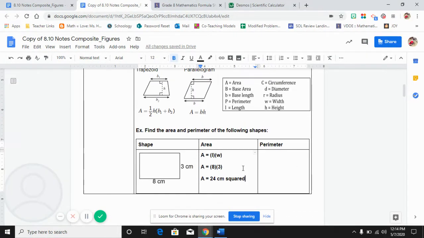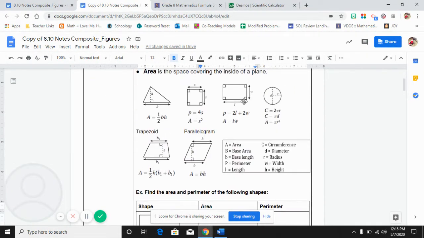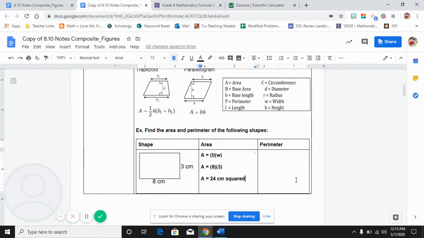For the perimeter, let's check out our picture. The perimeter has a formula for it, and you can certainly use that formula. But perimeter itself is really just the distance around a shape. So I'm going to show you how you can just look at the shape and figure out the perimeter, whether it's a rectangle, a trapezoid, a triangle, really anything. So let's take a closer look at the shape.